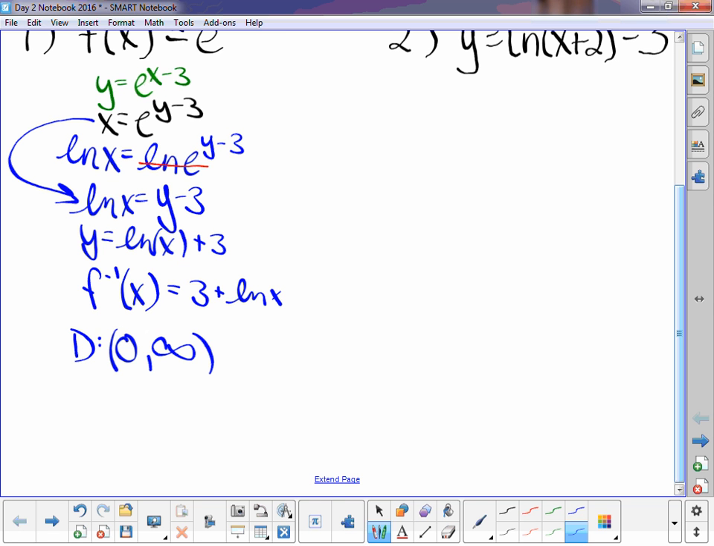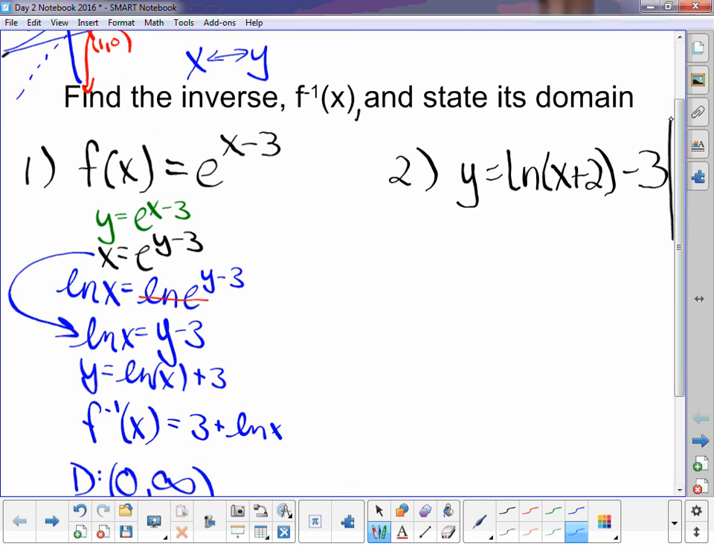Also, if we would have taken a look at our original function, e to the x minus 3, what happens with this graph? What transformation's going on? Right, down 3. So we would have something like this. What is my range of this function? 0 to infinity, and notice that is my domain down here. So again, what was my range is now my domain. Alright, questions with one as a whole? No, it just said state its domain, so it wasn't necessary to do so. Alright, so with number 2, same idea, we're switching x and y.